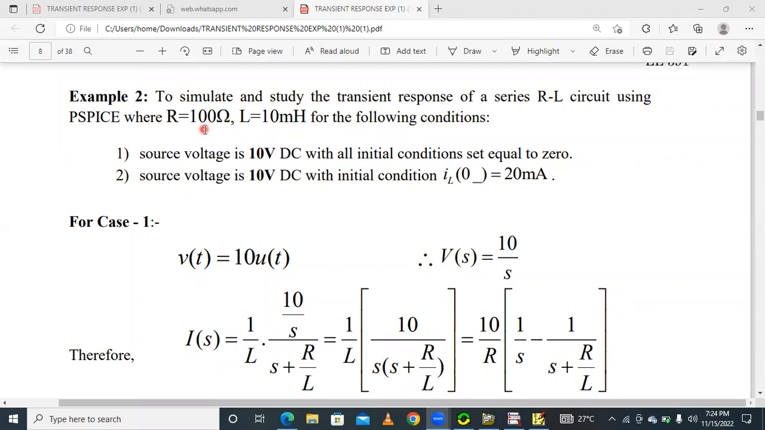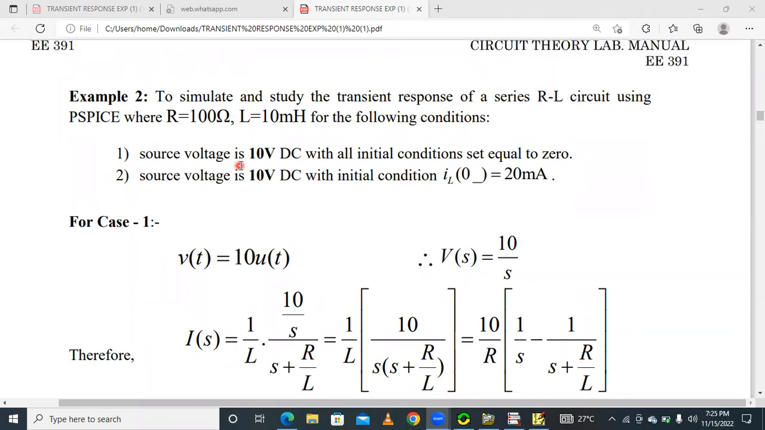Here, example 2 is called to simulate and study the transient response of a series RL circuit using PSpice, where R is equal to 100 ohms and L is equal to 10 millihenry, for the following conditions. These are the two conditions. For these two conditions, we have to execute the experiment.